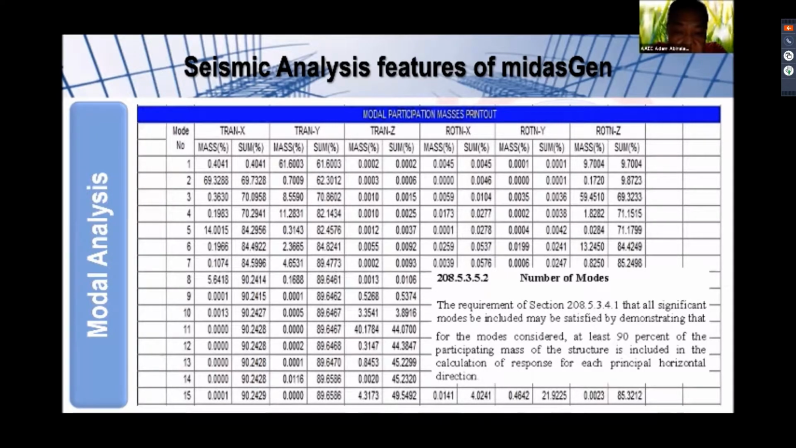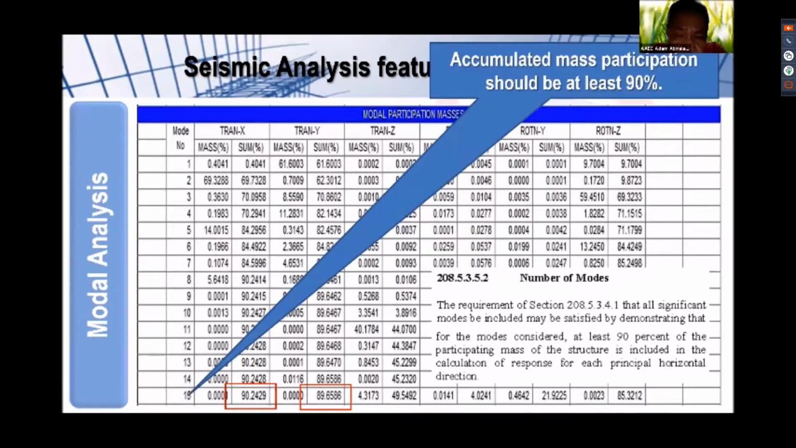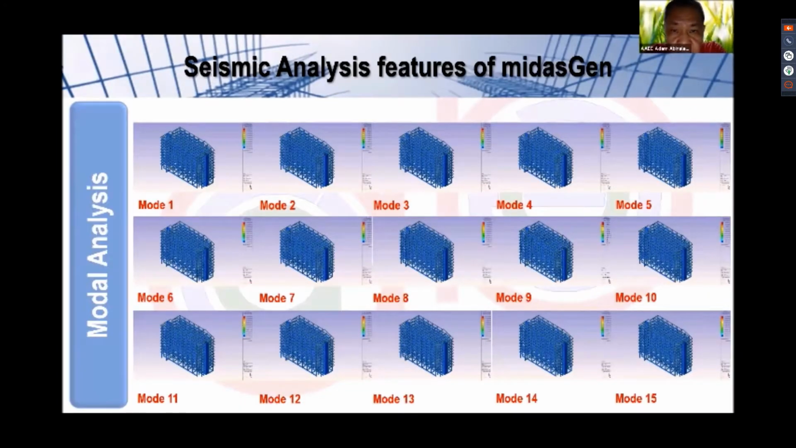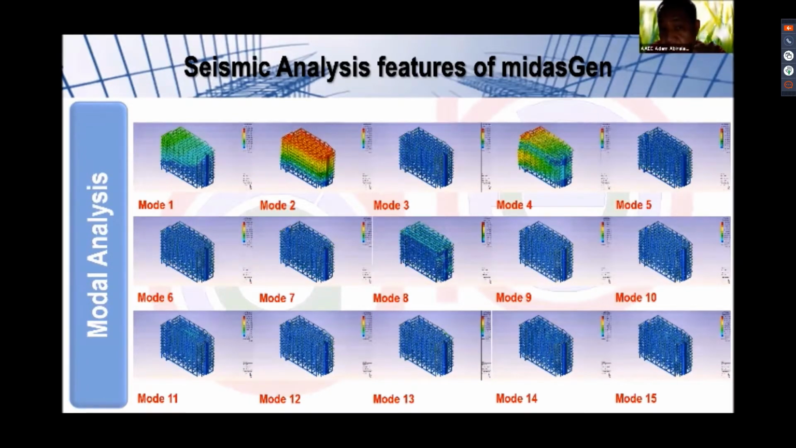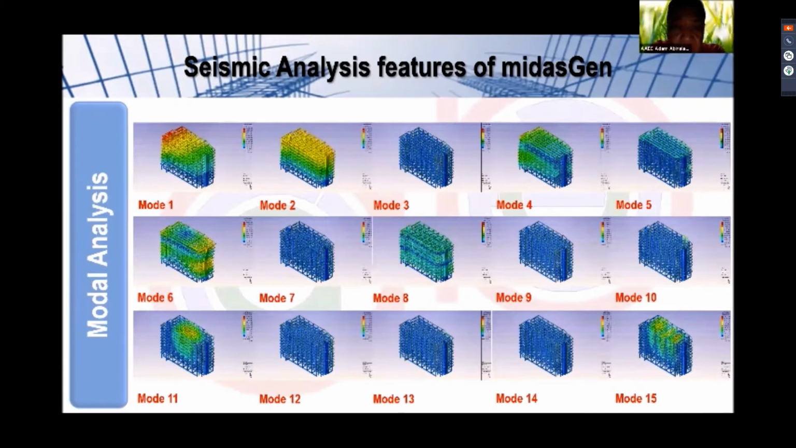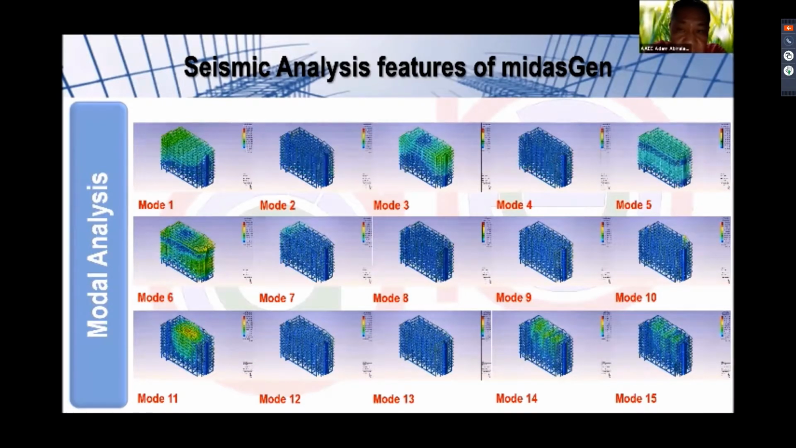So in this case, practically, using a number of modes of 15, we are able to get more or less close to 90% for the X and the Y direction. Well, of course, these are the two principal horizontal axes. Then these are the animation of the deformed shape of the structure, considering the different modes of vibration.